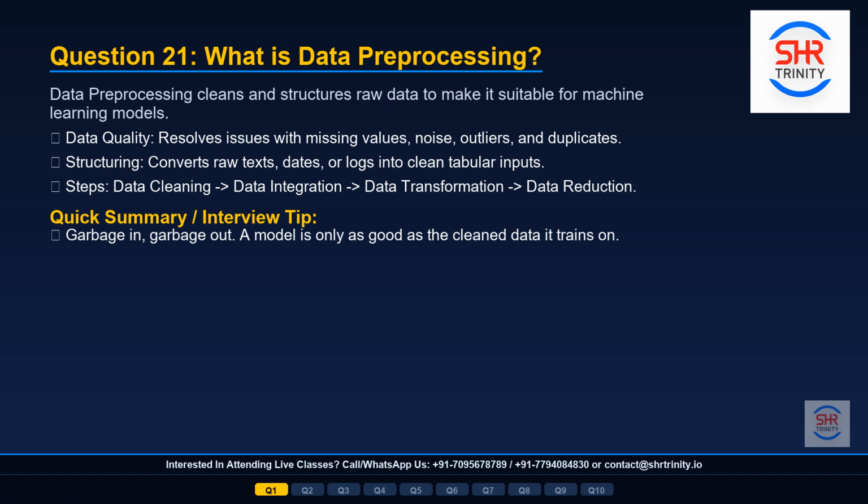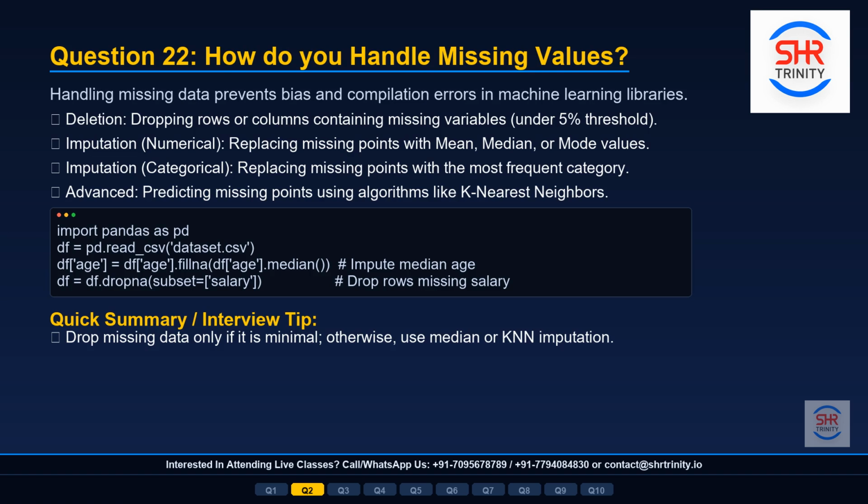First, data cleaning, where we resolve missing values, smooth out noise, identify and handle outliers, and remove duplicate rows. Second, data integration, which combines data from multiple sources like databases or files into a single unified dataset. Third, data transformation, which includes scaling numeric features, encoding text categories, and engineering new inputs. Fourth, data reduction, which simplifies the dataset by removing redundant or highly correlated features to make training faster and prevent overfitting.